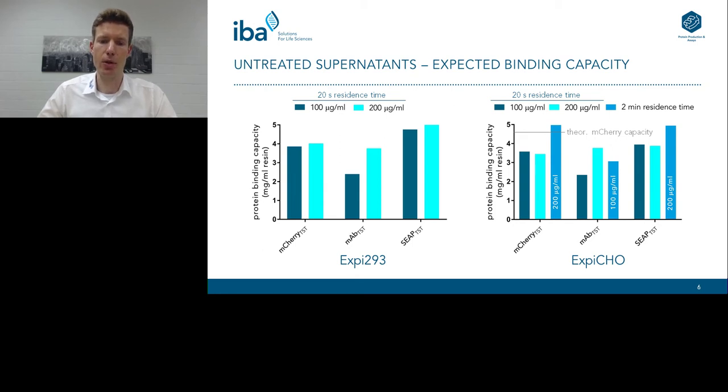Very important here is the theoretical mCherry capacity that you can see with this light gray line on the right side of the graph. This is a capacity which we expect, the theoretical maximum mCherry capacity for a Strep-Tactin XT column based on the amount of coupled Strep-Tactin XT ligands. And you can see if we increase the residence time, we achieve this maximum binding capacity, and that verifies that there are no interfering substances in the media that lead to leakage of protein during the loading step, which we have seen for the his-tag purification at the beginning.